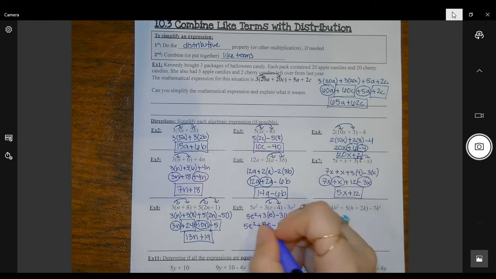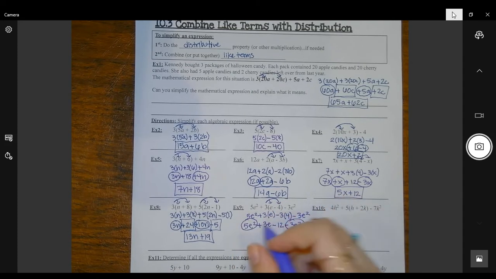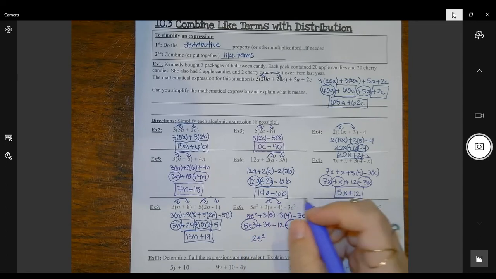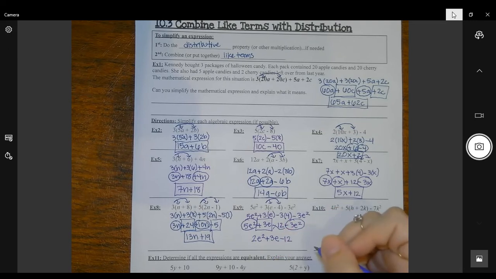Okay, look for your like terms. I see an e squared and another e squared. Well, what's 5 minus 3? 2e squareds. Then we have this 3e right there. And then finally you have the constant of minus 12.